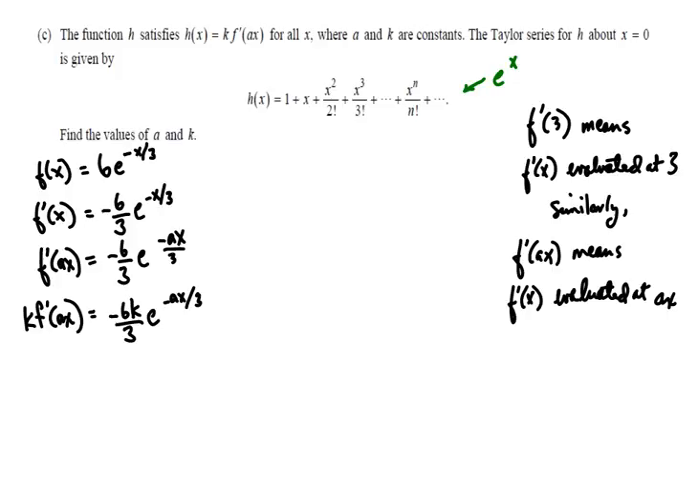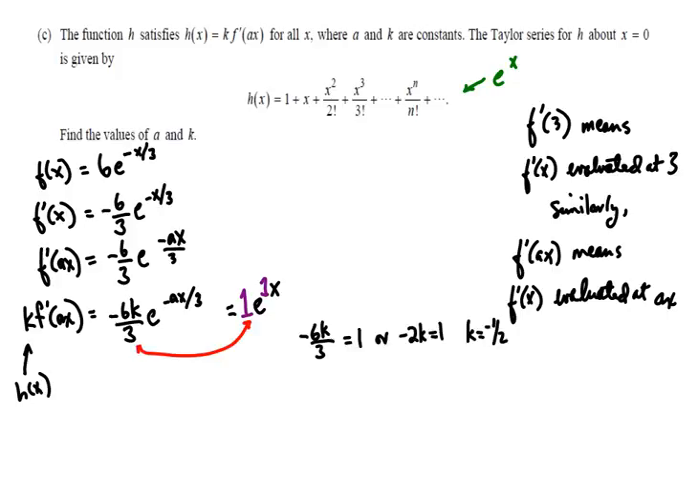Now, what we know is that this whole thing, which is h of x, is equal to e to the x. So all we're saying then is that if you look at it, the coefficient of e, or what we're multiplying times e to the x, is really 1. And the coefficient of the exponent x is also 1. And so at this point, all we really need to do is to say that negative 6k over 3 is equal to 1. Or at this point, we could say negative 2k is equal to 1, and k is equal to negative 1/2.